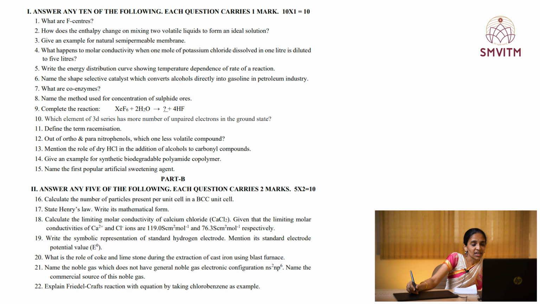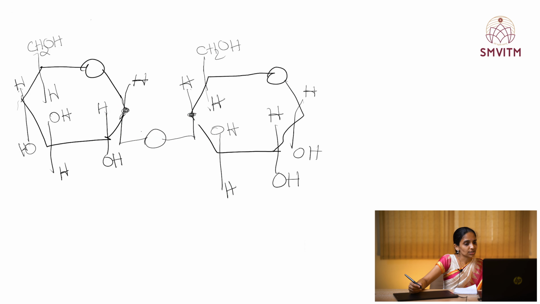The next is a graph from chemical kinetics. You have to write the energy distribution curve showing temperature dependence on the rate of reaction. So how does the graph appear?